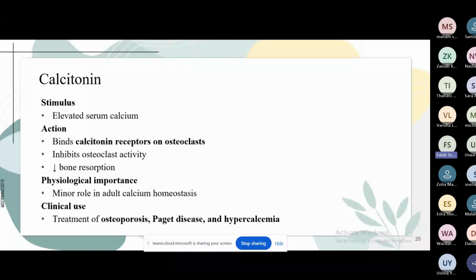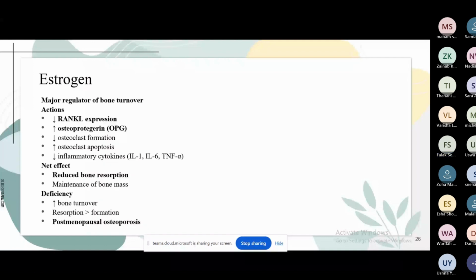Now coming to the estrogen. Estrogen is a major regulator of bone turnover. It decreases the expression of RANKL and it increases the expression of osteoprotegerin. It decreases osteoclast formation, it increases osteoclast apoptosis, and it decreases inflammatory cytokines.